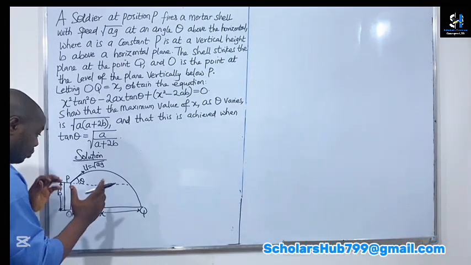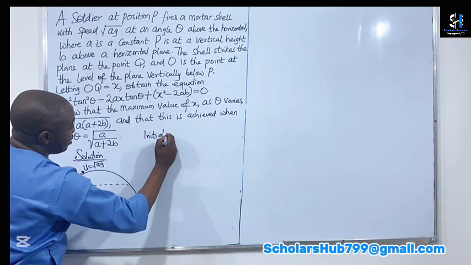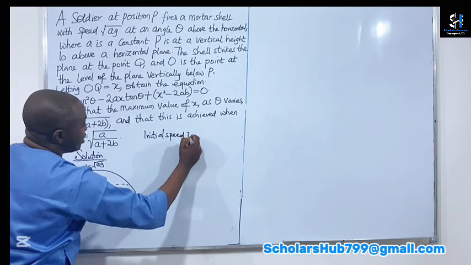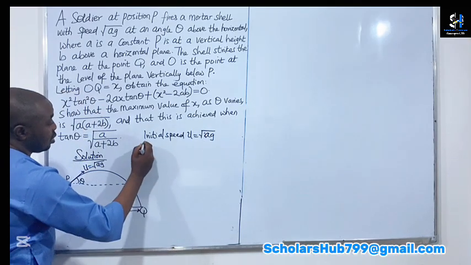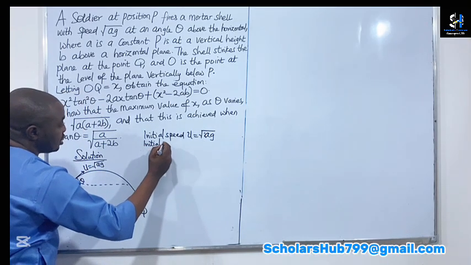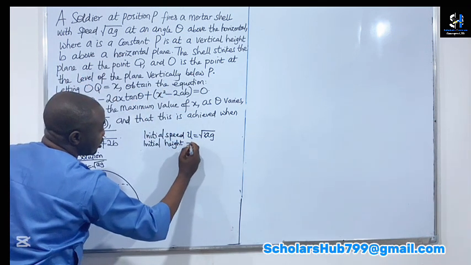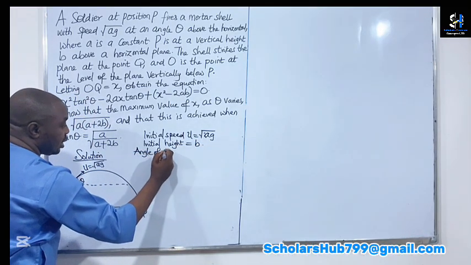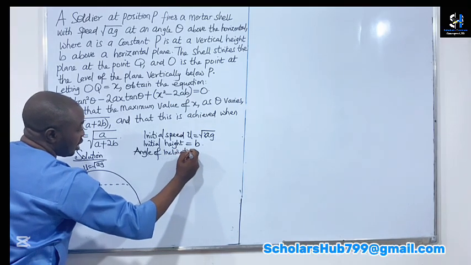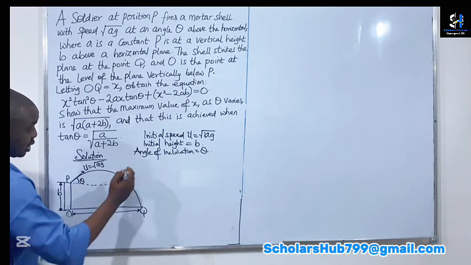So the first thing I'm going to do from here is to understand what we're given. We're given the initial speed, which is U equals root AG. We're given the initial height, which is B. Then we're also given the angle of inclination, which is theta. We're also given the horizontal distance X.